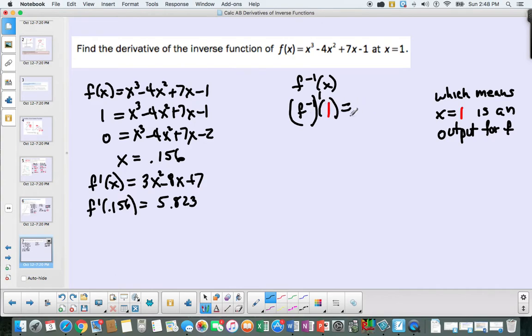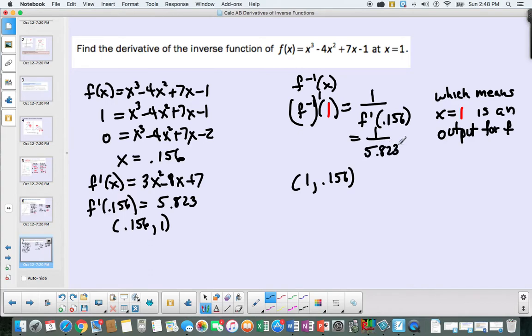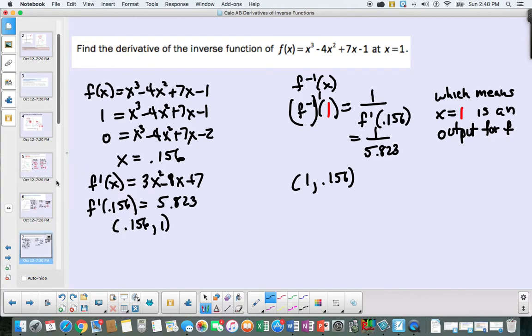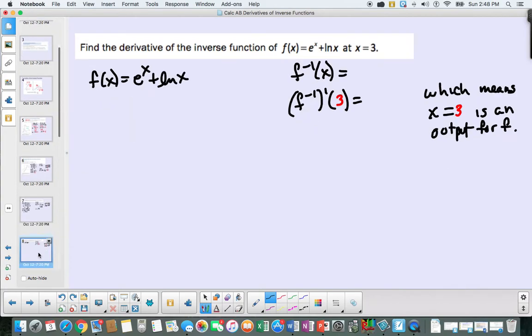So if I want to find it at 1, this point right here is 1 comma 0.156, and over here the point is 0.156 comma 1. So I'm going to do 1 over f prime at 0.156, and when I put that in, it's going to be 1 over 5.823. And if you want to divide it to find that decimal, that's okay. Otherwise, we're done. Okay, let's do another problem.